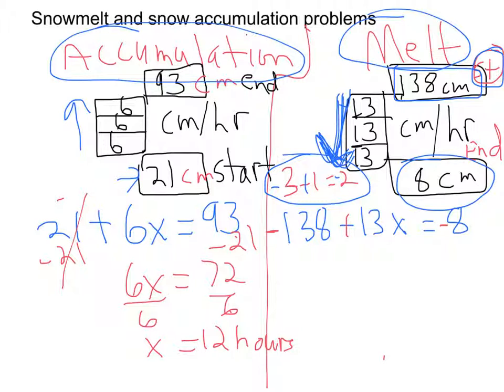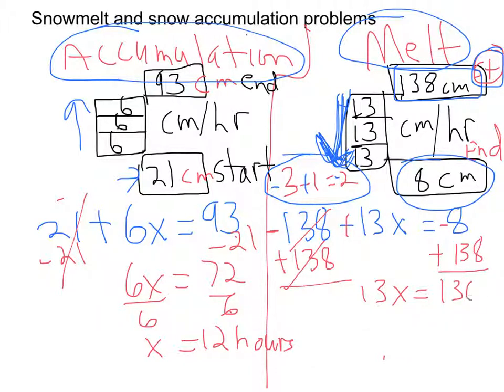Well, what's the opposite of negative 138? The opposite of that is to add 138. But I have to do that on both sides to keep it balanced. So that zeros out. Then I've got 13x's are equal to, and I put negative 8 in my calculator plus 138, and that will be 130. And now I have 13 multiplied by x. The inverse operation of multiplying is to divide. We do that on both sides. So we end up with x equals 10 hours.